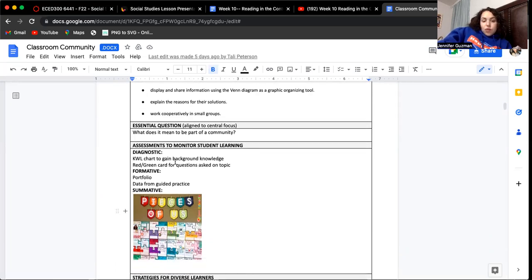Some assessments to monitor student learning would be the KWL chart. That would help them gain background knowledge. Also red and green card for questions asked about a certain topic. Formative: we have portfolios and data from guided practice.